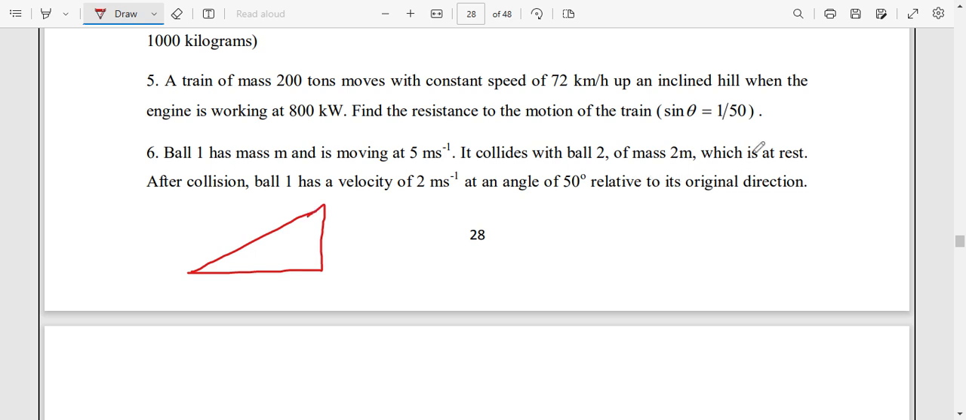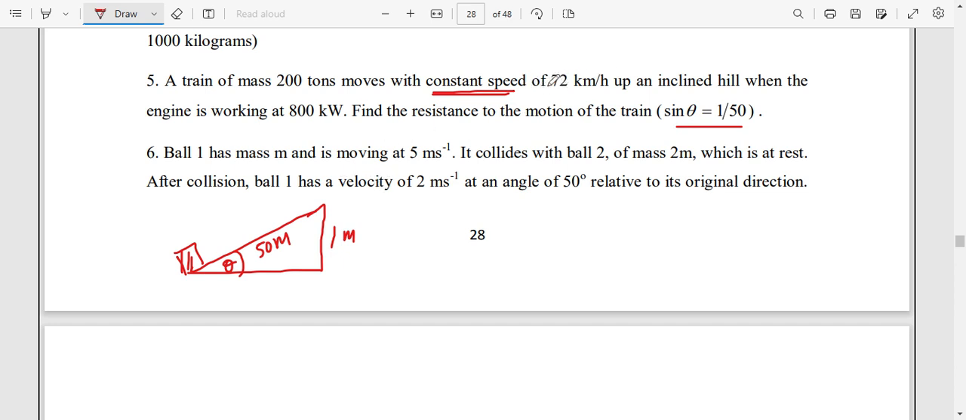From what you have been given, sine theta is 1 over 50. You know that sine is given by opposite over hypotenuse, meaning that the opposite is 1, that's the height, and the hypotenuse, the distance covered, is 50. We are going to take this in meters. So we have a train here having that mass. Now it is moving with constant speed. What do you know about constant speed? The acceleration is equal to 0, right?